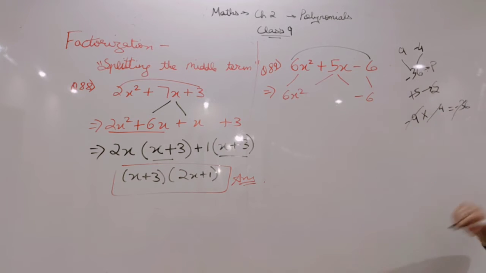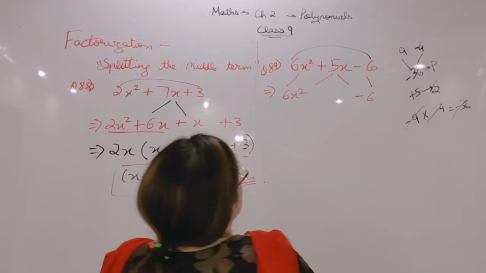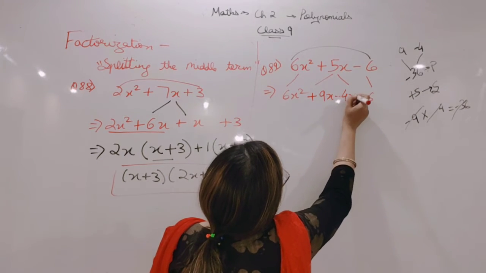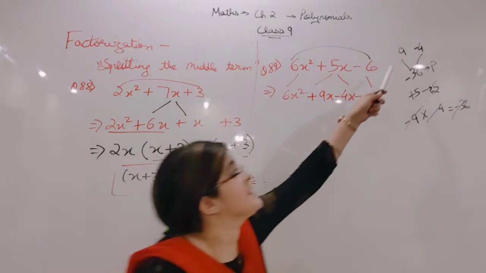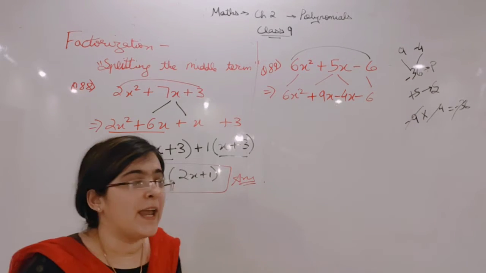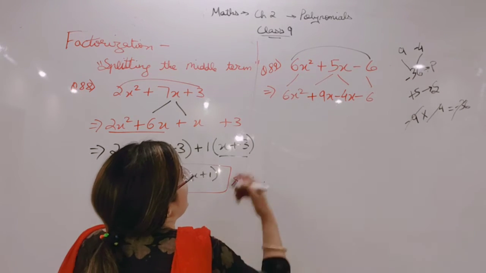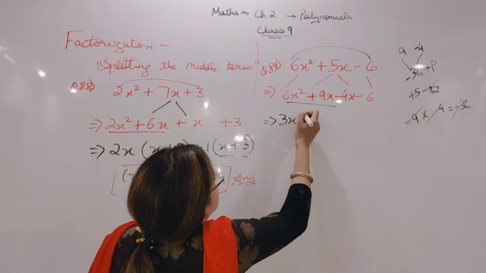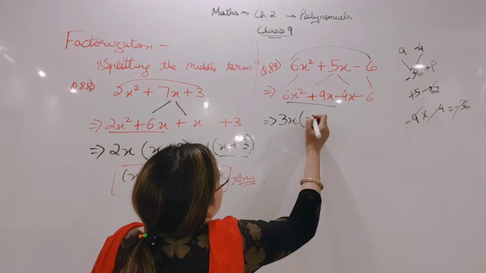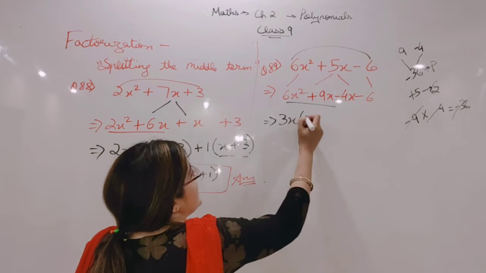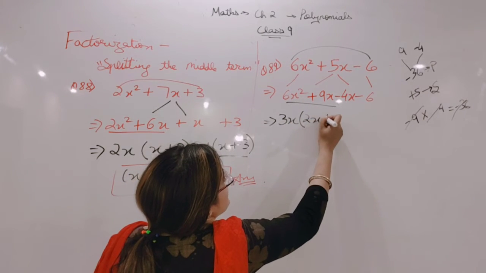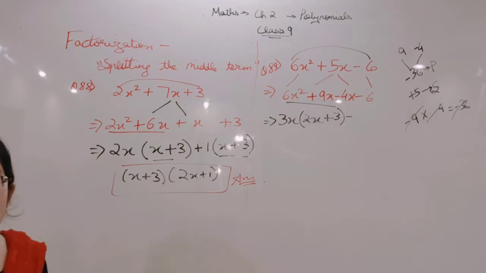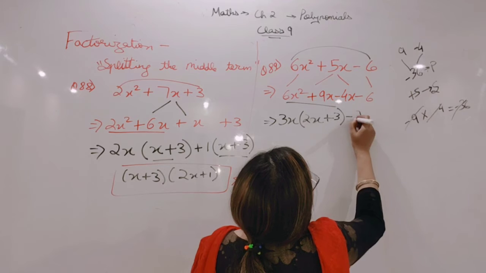So here, if we are keeping it as minus 4, it's correct. This is wrong. So what we will do, students, we will keep plus 9x minus 4x. What will we take common from the first two terms? 3x. What will we get? 2x, 3 2s are 6. 2x plus 3. From these two terms we can take 2 common. I am taking minus 2 common.